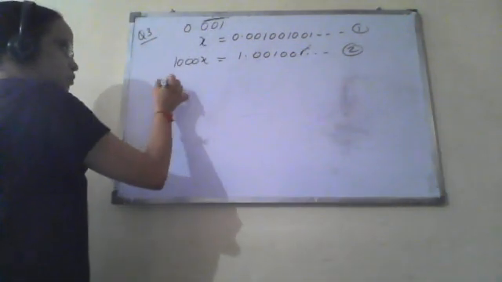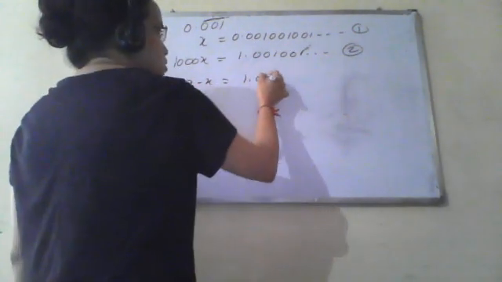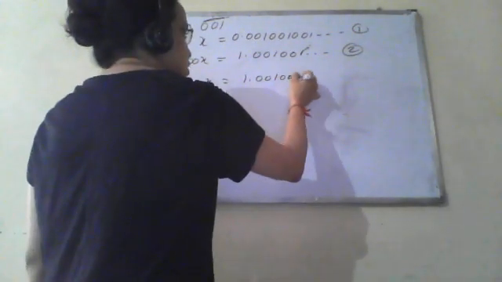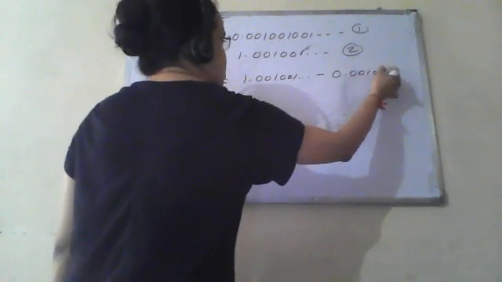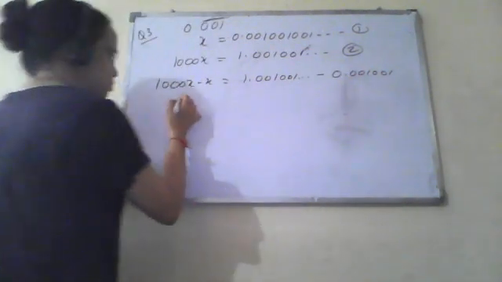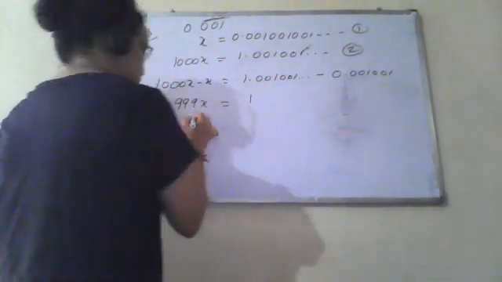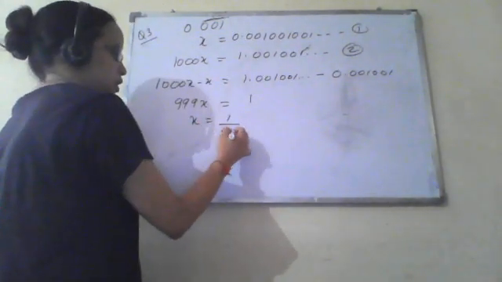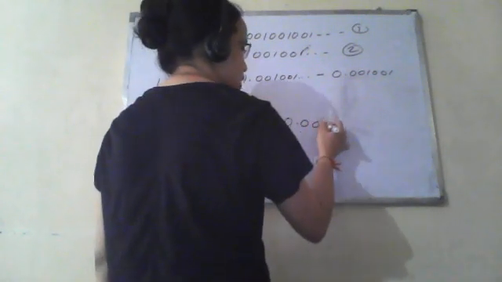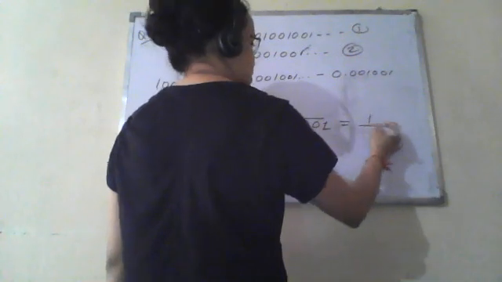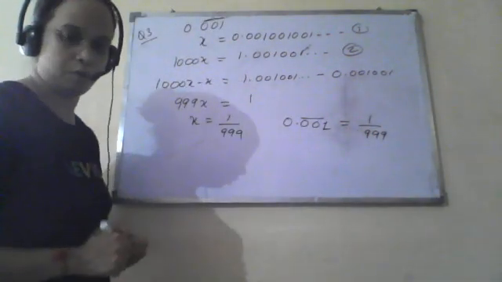So we'll subtract 1 from 2. This will be 1000x minus x equals 1.001001 minus 0.001001. So this will be 999x and this is 1. So x equals 1 upon 999. Okay, so 0.001 bar can be represented as 1 upon 999. So this is the P upon Q form of this number.